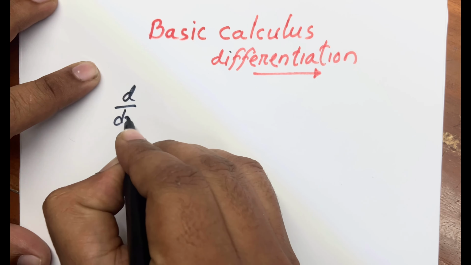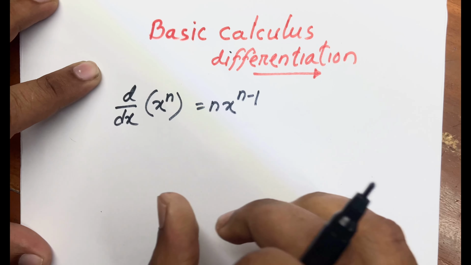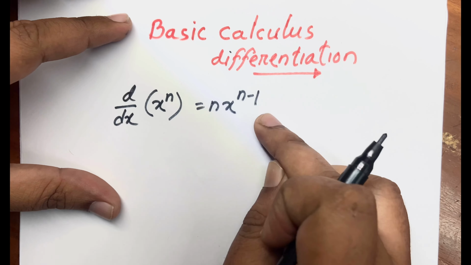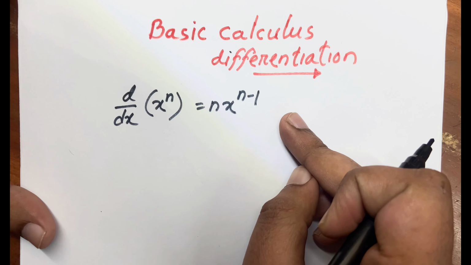d/dx of x to the power n equals n x to the power n minus 1. It is the first formula.